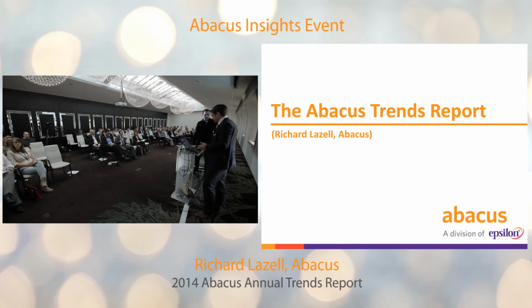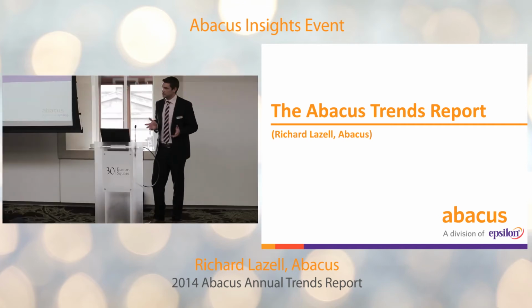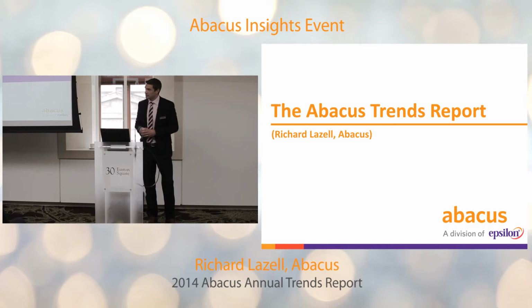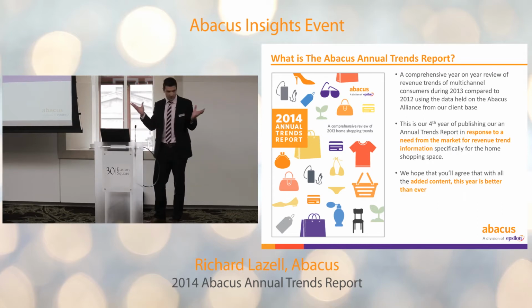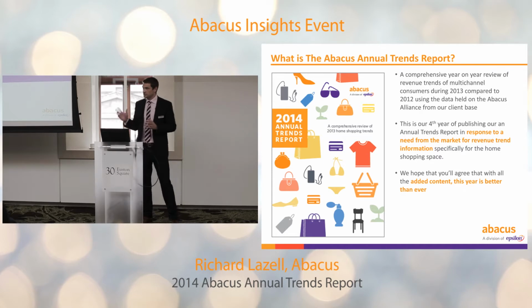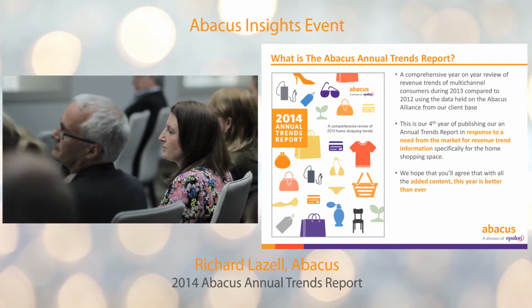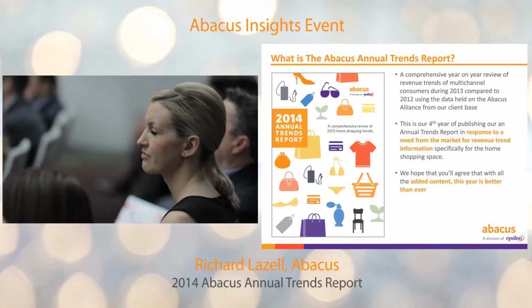So what Mark just talked about is obviously the general economics. We were going to look at the Annual Trends Report, which is a report that we publish each year. This is the 4th year that we've done this. The Annual Trends Report uses our clients' data, so you guys, and we look at the revenue trends for the consumers within the home shopping market to draw comparisons at a home shopping level, but also at a subcategory level. So I'm just going to go through and talk to you about some of the key highlights.